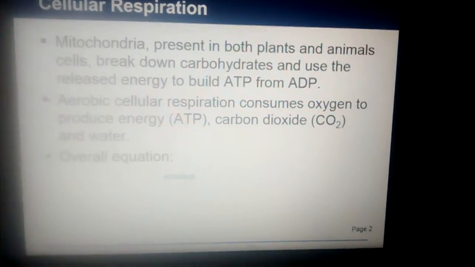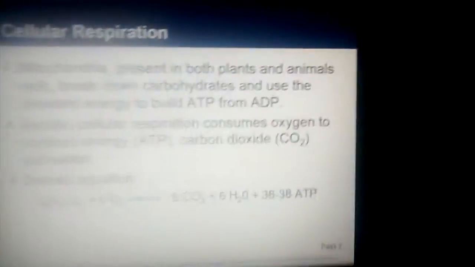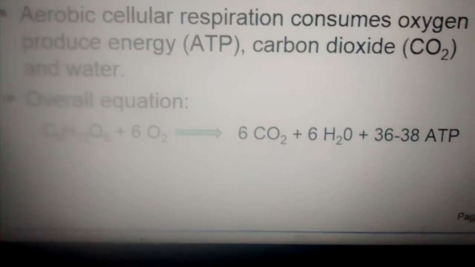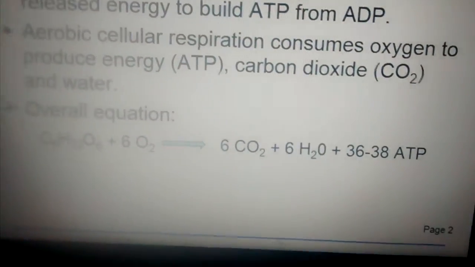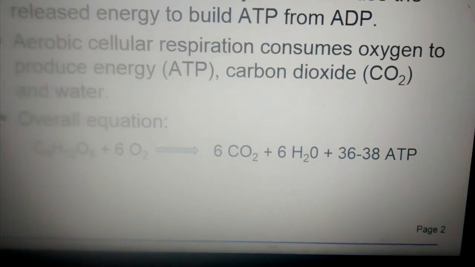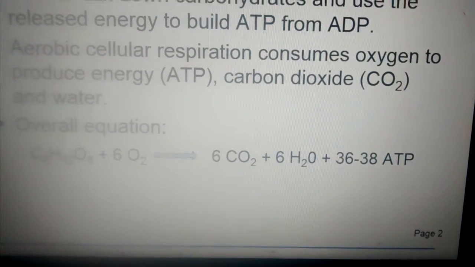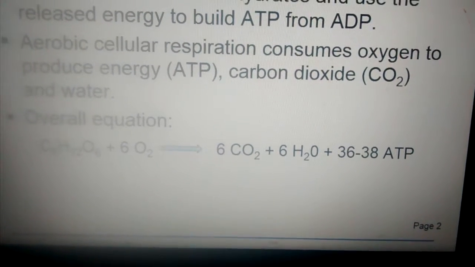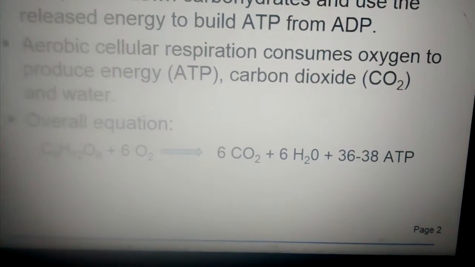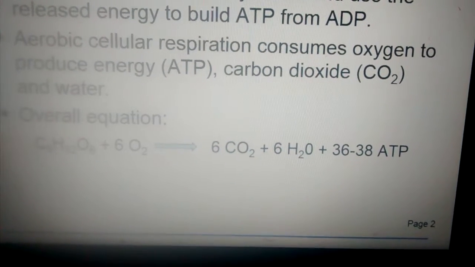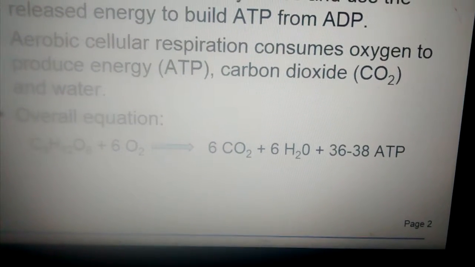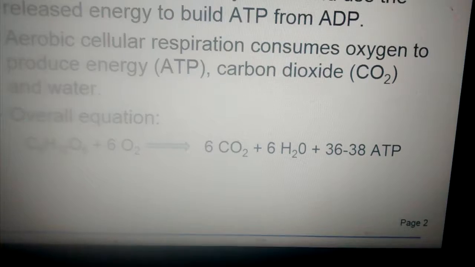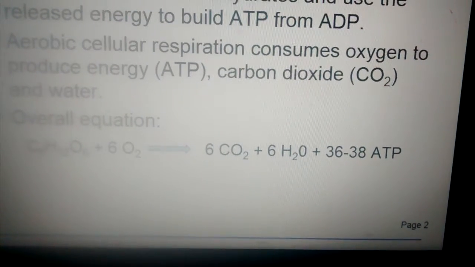The overall equation of cellular respiration is here at the bottom. It is basically a molecule of glucose, which is C6H12O6, plus 6 molecules of oxygen. Eventually, they come together through many steps of this process to produce 6 molecules of carbon dioxide, 6 molecules of water, and between 36 and 38 ATPs.